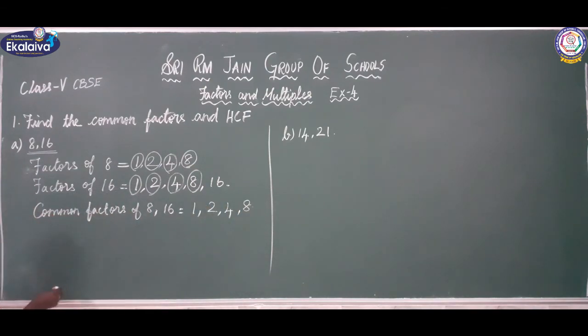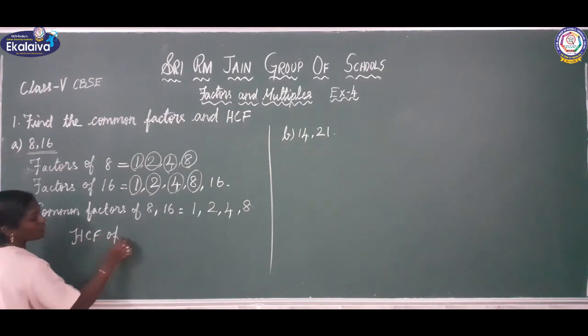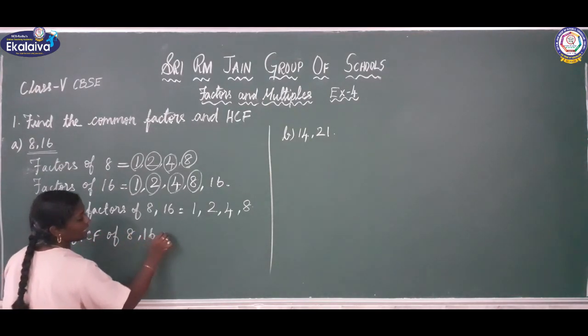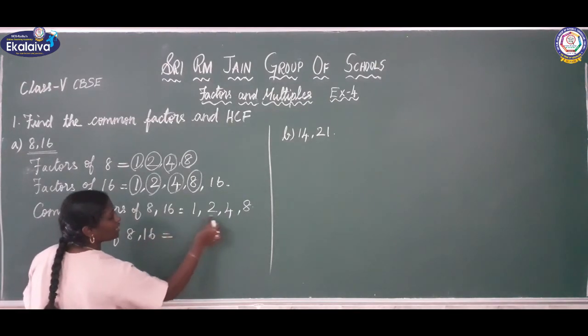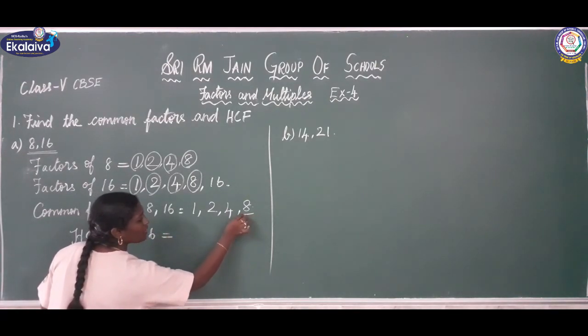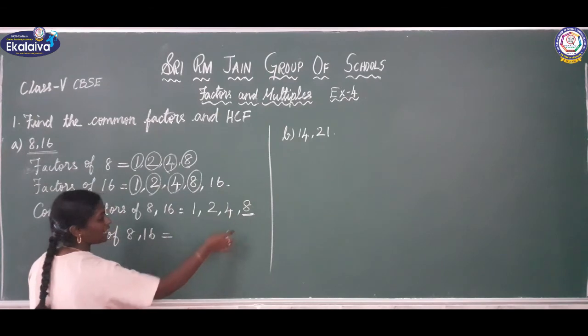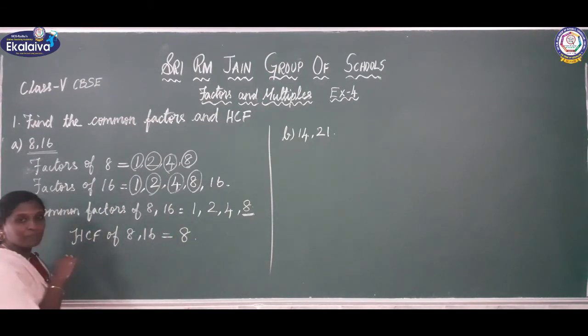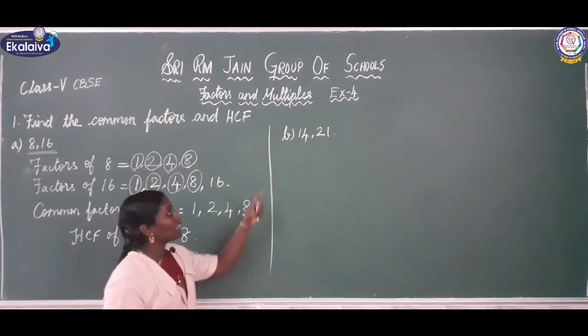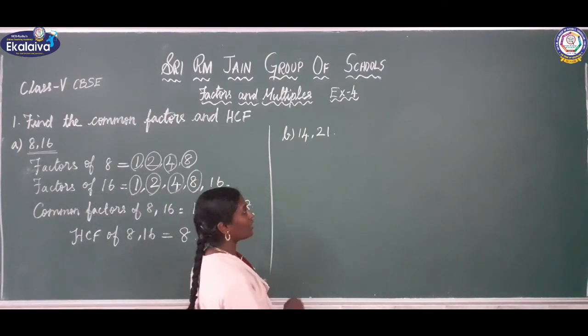Now we are going to find the HCF of 8 and 16. Here HCF means highest common factor. Here these are the common factors. Which is the highest common factor? 8. So HCF of 8 and 16 is 8. Is it clear, children? The next two numbers, 14 and 21.